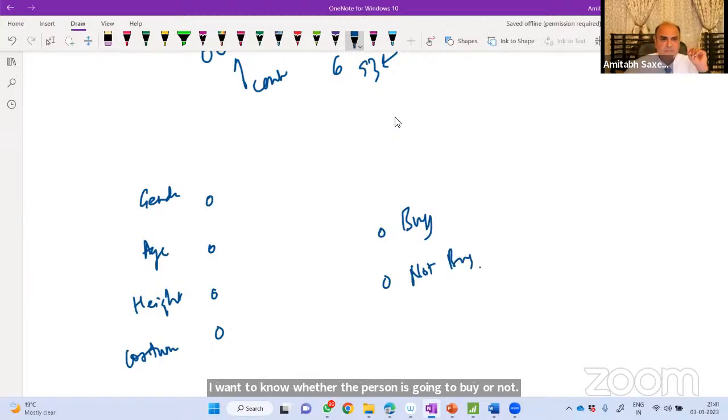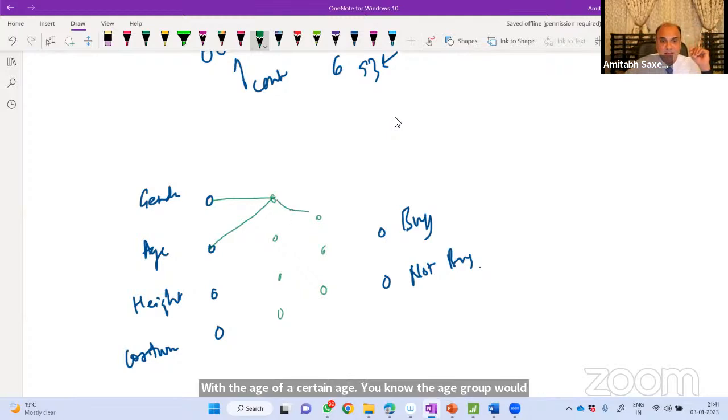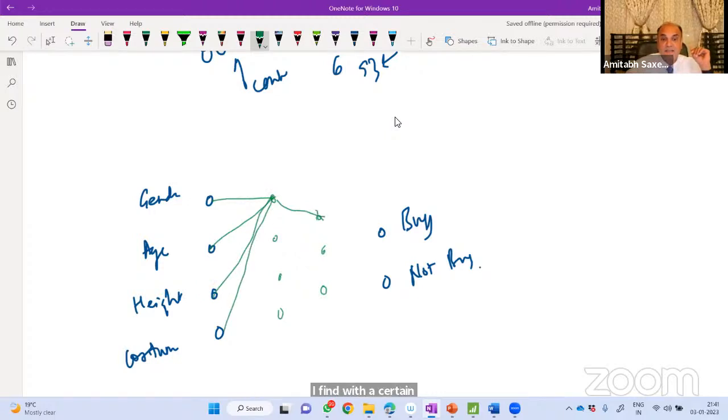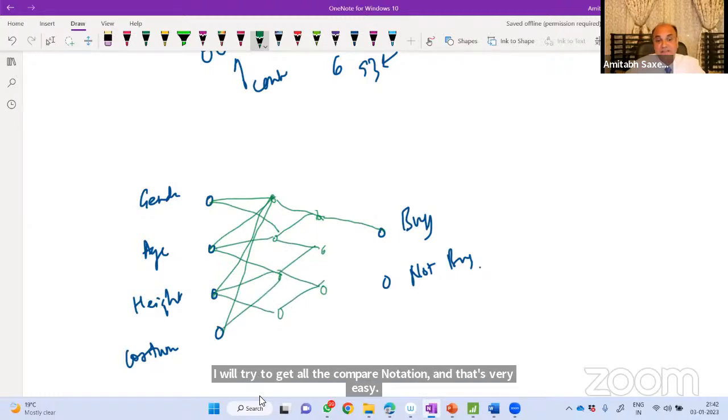So what happens? We had different functions, so we add certain layers. Now, these are just increasing the permutations and combinations between all the factors. So basically, a person who's a male, with a certain age, you know, we'll have to divide the age group, with a certain height, with a certain costume, I find that typically they buy. Not always, 70% of the time they buy. That's what my data suggests. That's how I have observed. Similarly, I will try to get all the permutations and combinations. And that's very easy. When I'm dealing with machines, all these permutations and combinations are very, very easy to create.